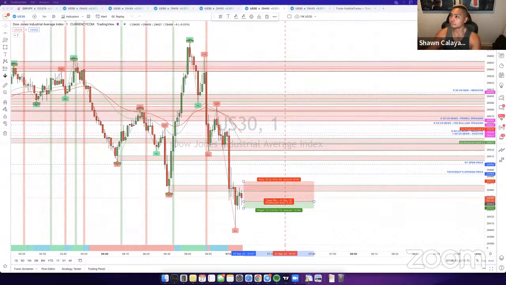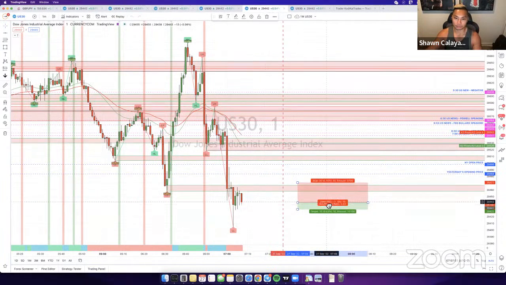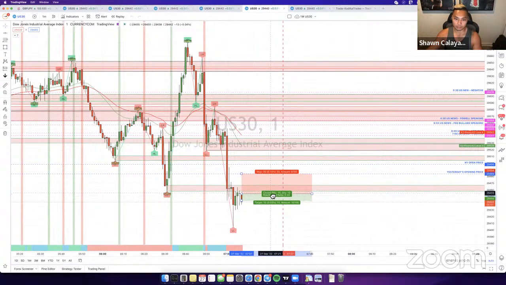At about 10 seconds. 5, 4, 3, 2, 1. And the wick on the bottom is too big. So no entry off that, unfortunately. That would have been a full TP too if it closed properly.